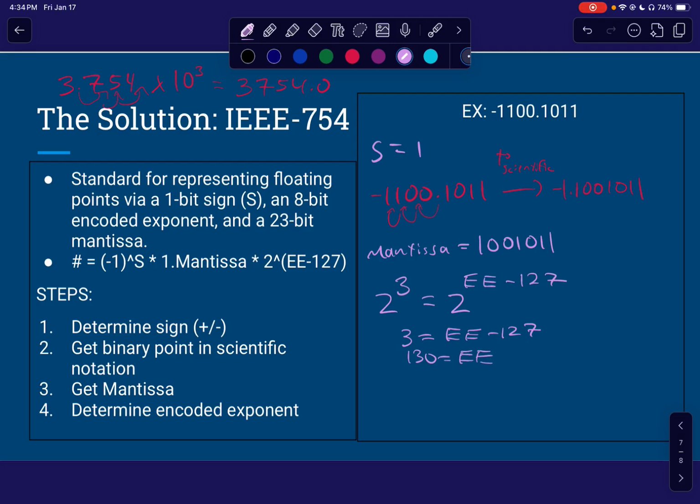All right, and there's a good lab slide that we talk about with why we actually do this minus 127 with the biasing, and it has to do with we want all of the exponents to be unsigned values. So we don't want to have a negative number so that we can quickly compare bits and see which value is greater, if we have two values that are stored as floating points. Yeah, so now we have 130. We know that we're going to have to represent that in 8 bits. So 130 in 8 bits is 1, 0, 0, 0, 0, 0, 1, 0. All right, and that's our encoded exponent.